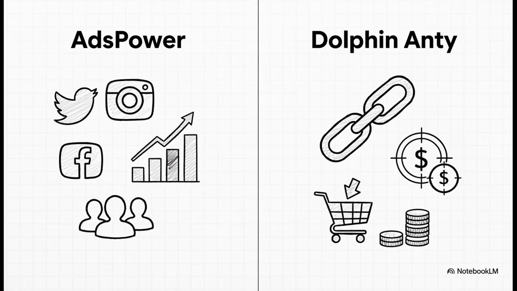Then you've got the specialists, the tools built for one job and one job only. AdsPower is laser-focused on the world of digital advertising, with features designed to handle hundreds of ad accounts at once. Dolphin Anti carves out its own little niche, focusing on the specific automation needs of affiliate marketers. These aren't your all-purpose tools. They're more like precision instruments.